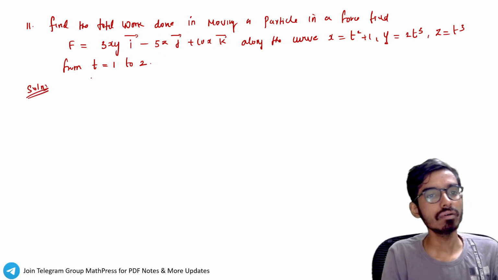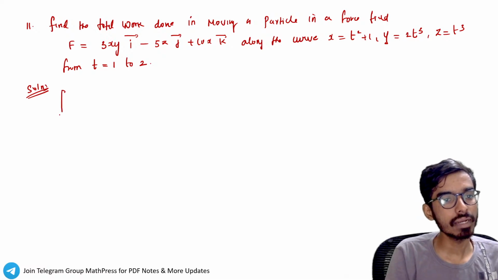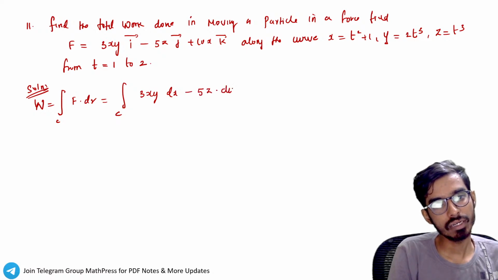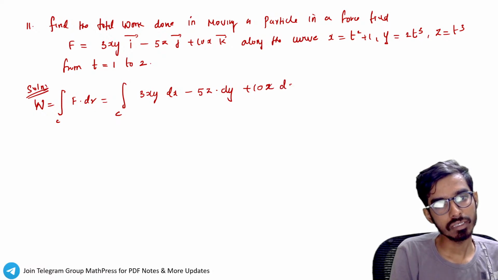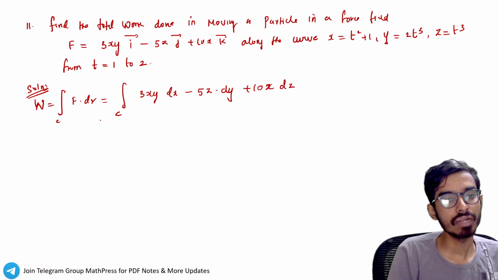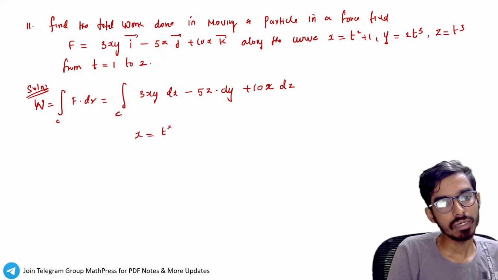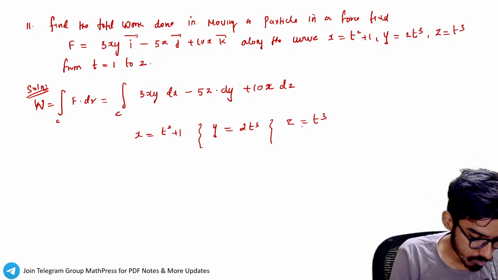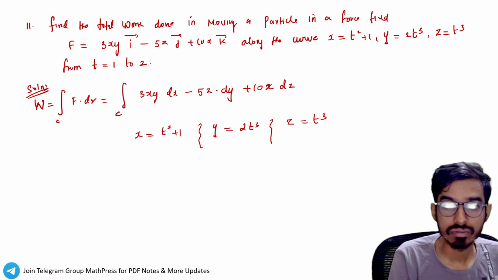So they're given the different curve and they're given t. So total work done is nothing but integral over C of F dot dr, right? This will be integral over C of 3xy dx minus 5z dy plus 10x dz, right? So this is our integral of F dot dr. So we have x is equal to t² plus 1, y is equal to 2t³, z is equal to t³, right? Sorry, it is 2t².